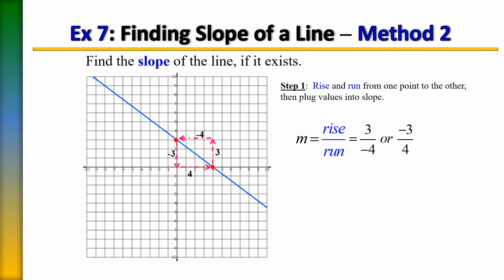And as we stated before, anytime the top or the bottom of your fraction is negative, in other words, if your signs are different, it's going to equal a negative. So the slope of this line is -3/4. And there you have it, method number 2, using the rise over run method.